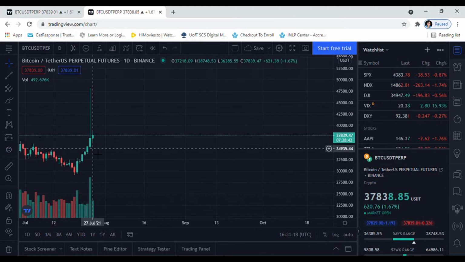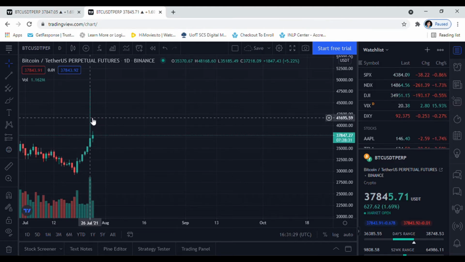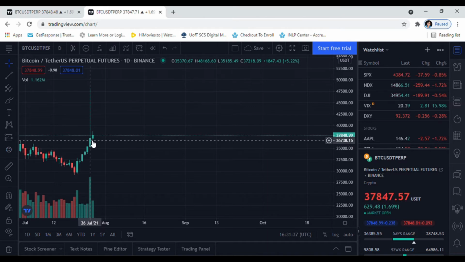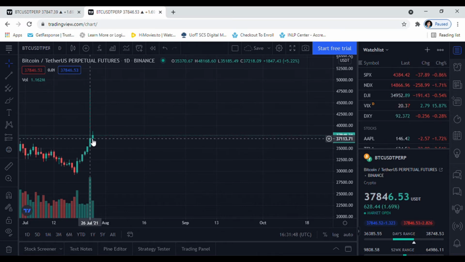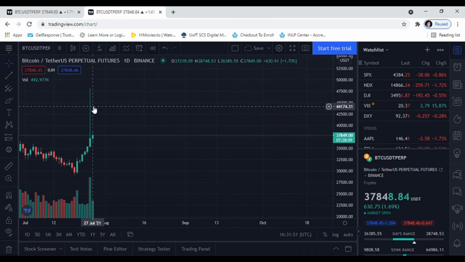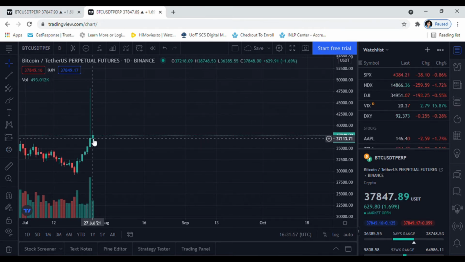Wick is basically the price. So like this candle here on July 26th, you can see it went all the way up to 48K, but it got rejected badly, and then it closed at 37,218. It closed there, but the candle is still green because it closed at a higher price than it opened at.